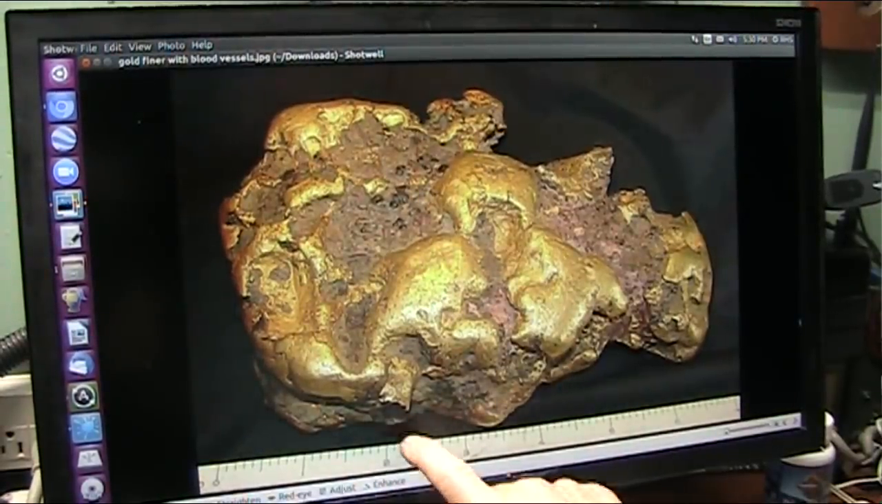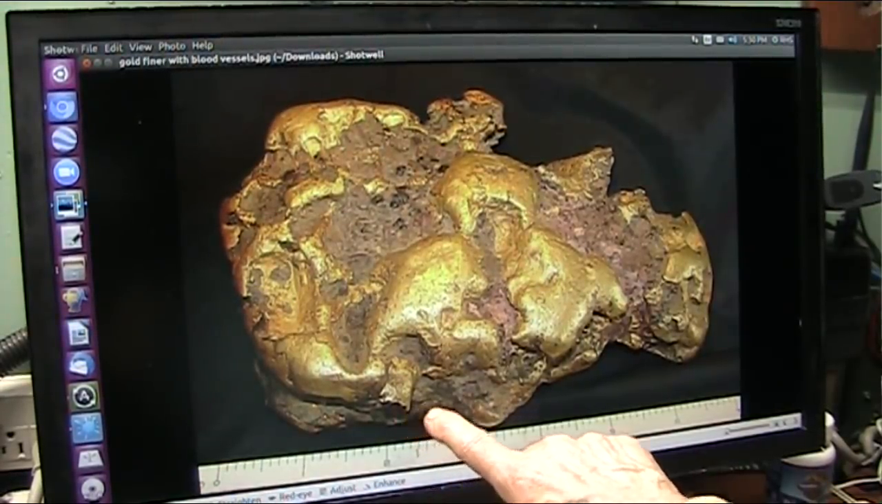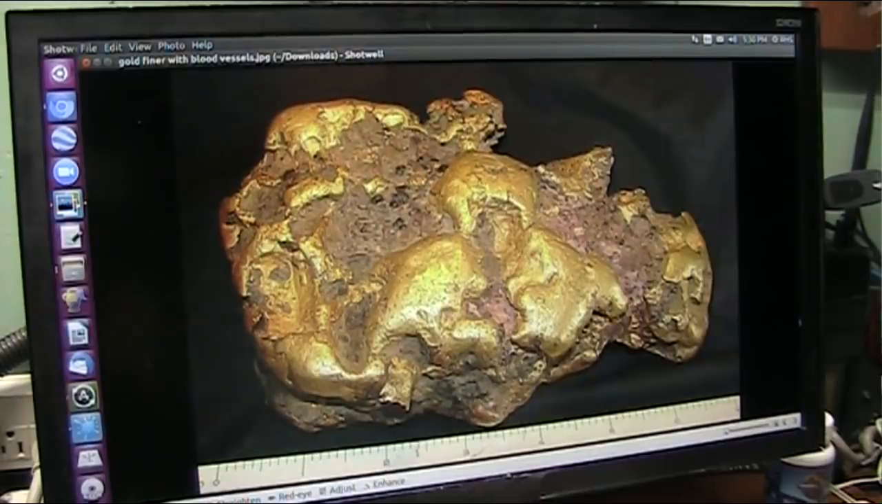Now look at that. There's a gold finger. That's one of the blood vessels. It just ended up being solid gold. That's the tip. That's the fingertip. Hold on.